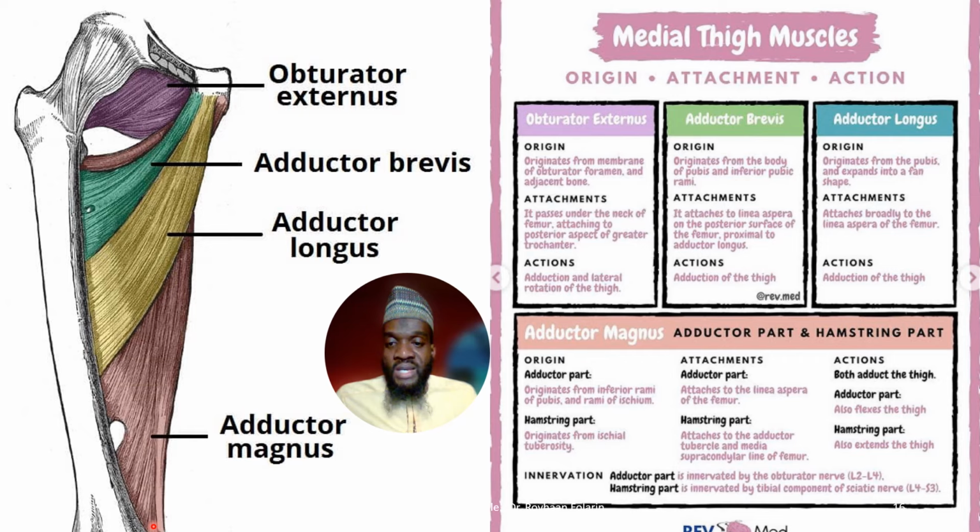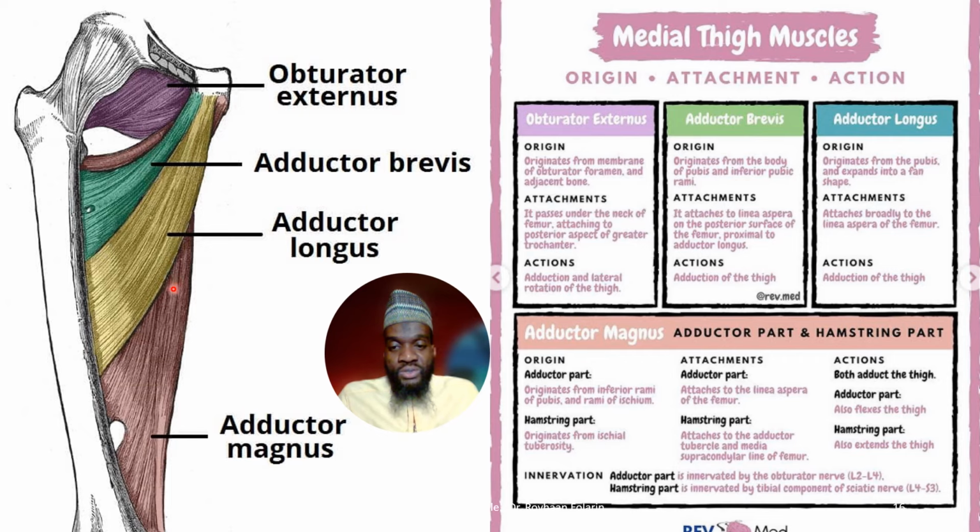So the actions, of course, both the hamstring part and the adductor part contribute towards adduction of the thigh. But in addition to that, the adductor part also contributes towards flexion of the thigh, and the hamstring part contributes towards extension of the thigh. So you agree that it's a magnus muscle, really.